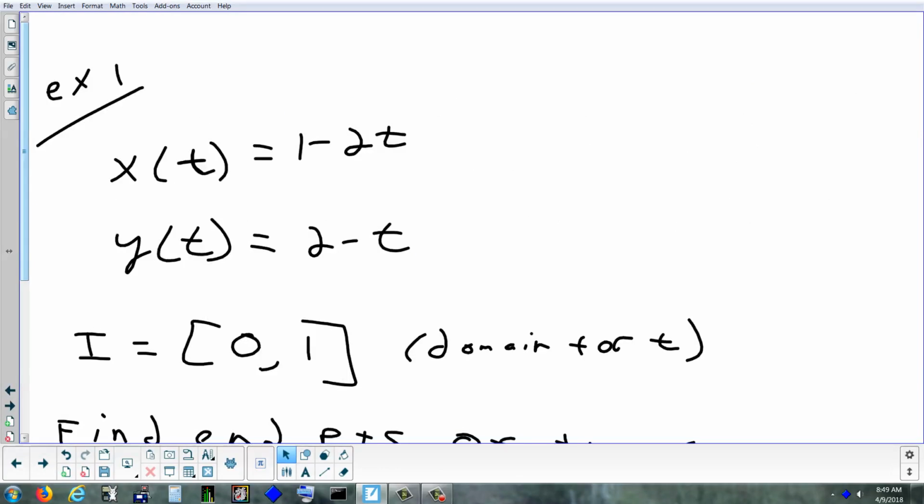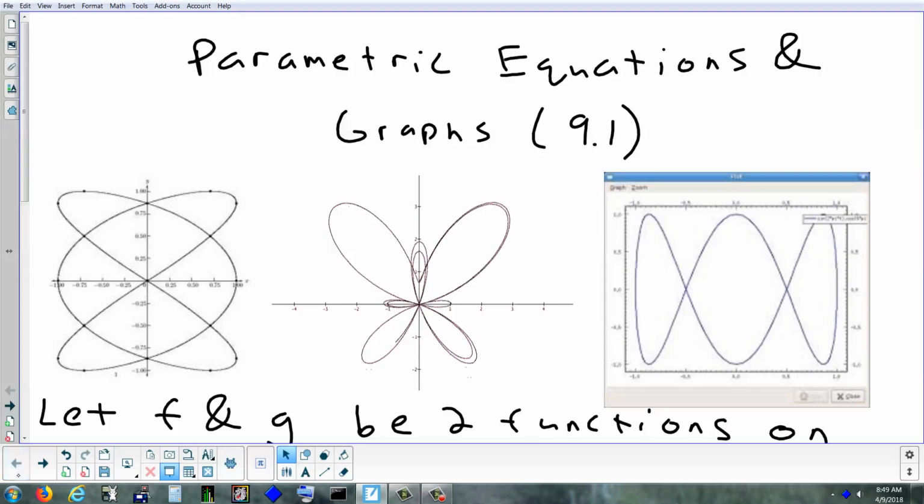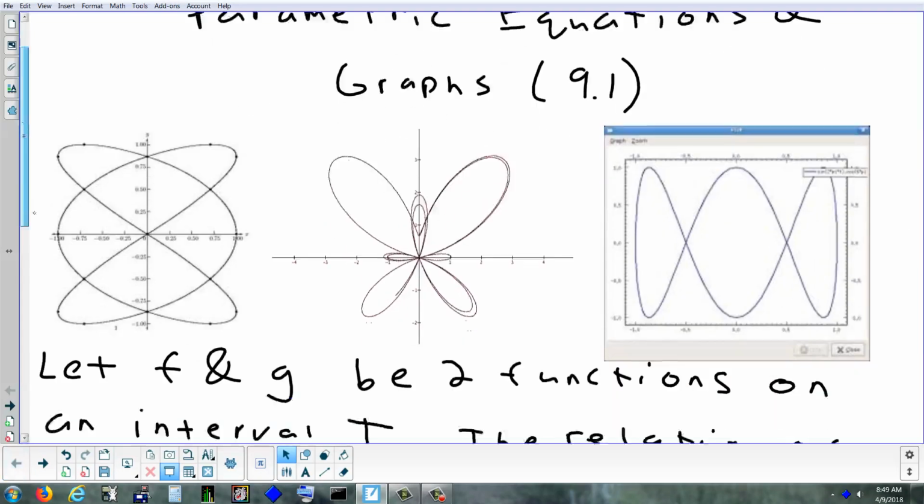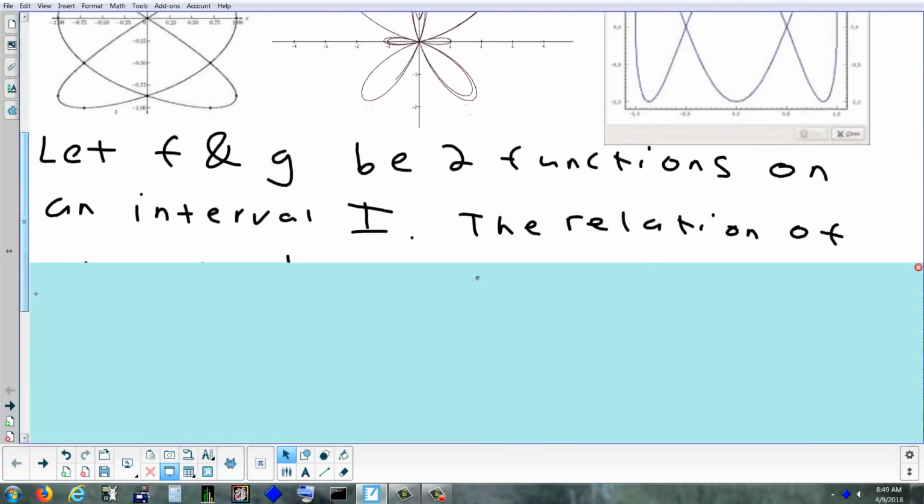It tells you what you are allowed to plug in. Okay? It's not that if you plugged in a number bigger than 1, you would have something weird happen, like divide by 0 or square root of a negative. It's just they don't want you to go past 1 for whatever reason. Okay? And that interval is something you need to tell the calculator when you graph. Right? So we have 2 functions. They're always defined on an interval, which is like a domain for the variable.